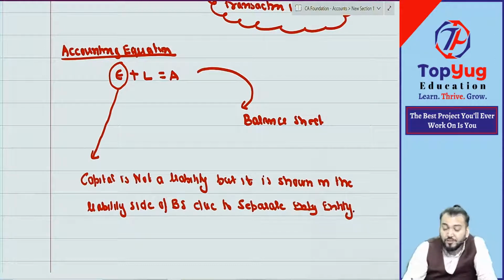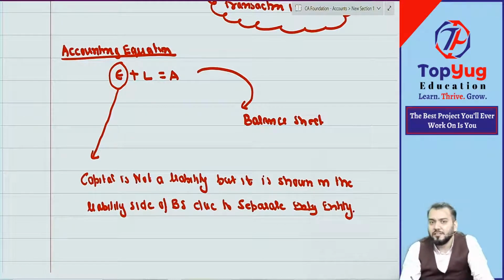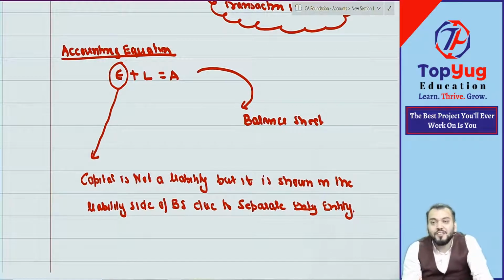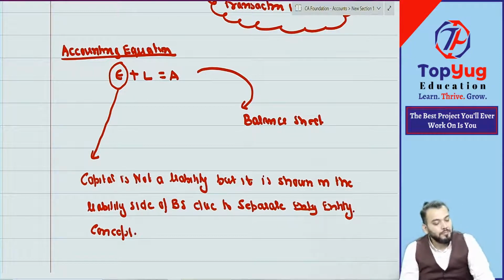If somebody asks you whether capital is a liability, and you directly say no, then he will have some question mark. So you should respond that it is shown in the liability side, but it is not a liability. It is shown in the liability side due to the separate entity concept, but actually there is no contractual obligation to pay. Understood this point? I hope you have understood this part also.